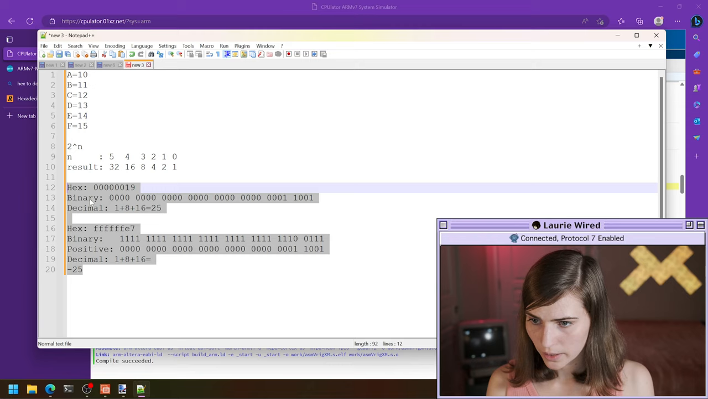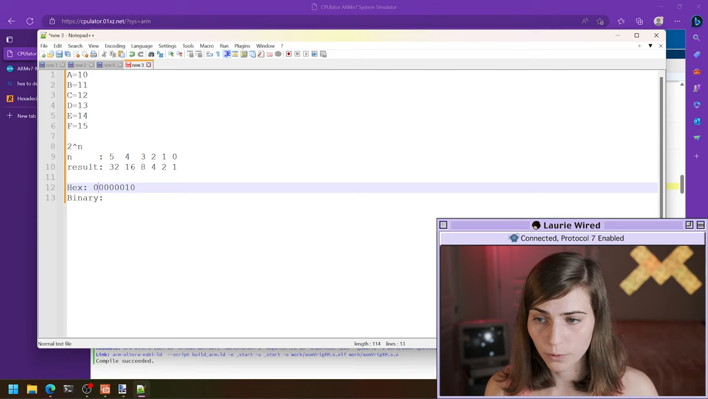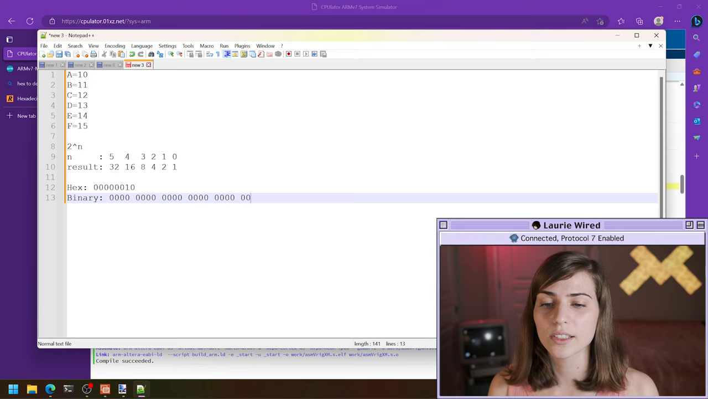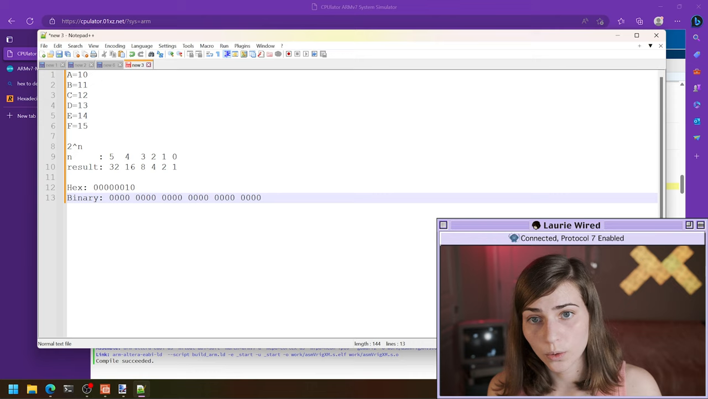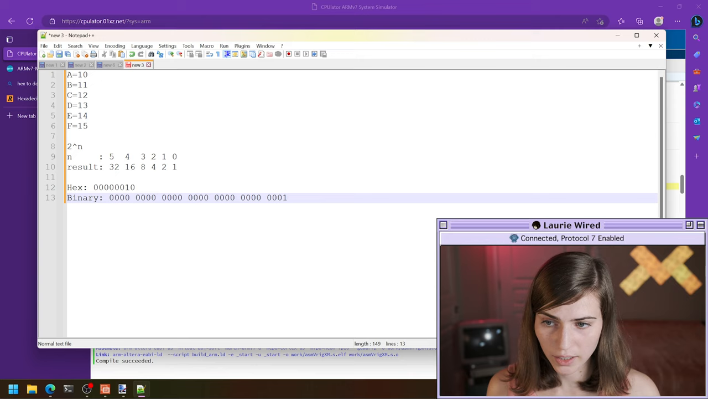Let's do hex. We'll take this number right here. I'm going to convert this to binary now. Remember, each one of these is 4 bits. So we have 6 of those. 1, 2, 3, 4, 5, 6. And now we need to convert the number 1 to binary, which is simple, just 0001, since 2 to the 0 is 1. And then 0, we already know, 0000.